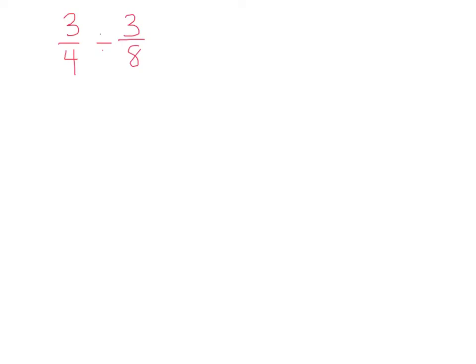In the first step, if we are using models, is to name 3/4 as 6/8 so that 6/8 and 3/8 have common denominators. And we do that by finding the LCM like we learned when we were adding and subtracting fractions. And we need to think, how many 3/8 are there in 6/8? So we're going to go ahead and draw a picture of that.